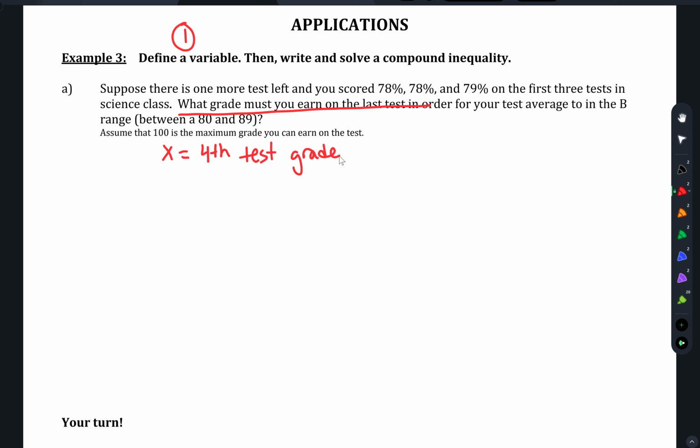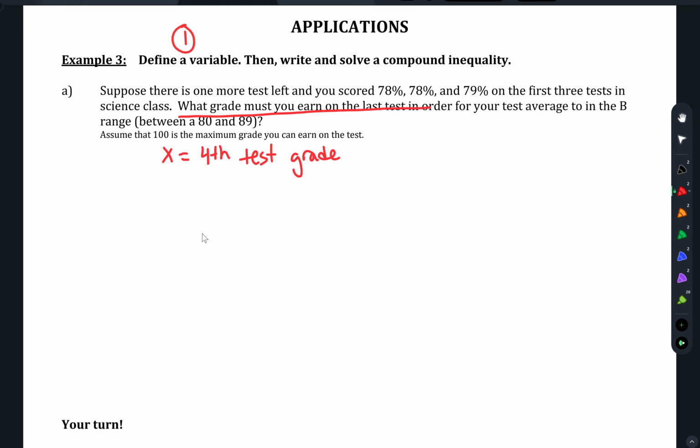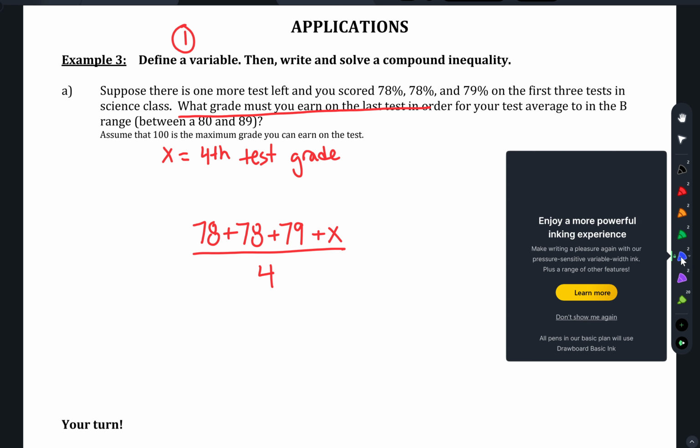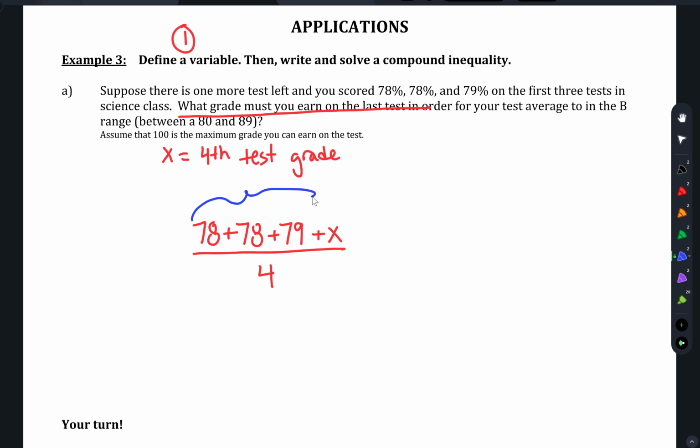Jaden? You're missing a piece. Plus X. So in order to find an average, we are going to add all of our pieces together. So my 4 scores, the 3 I've already taken and the 1 that I haven't, and divide by the number of things that we have. So if I have 4 scores, I'm dividing by 4. This is how we find an average.